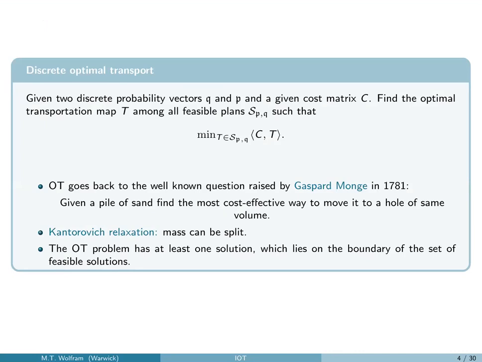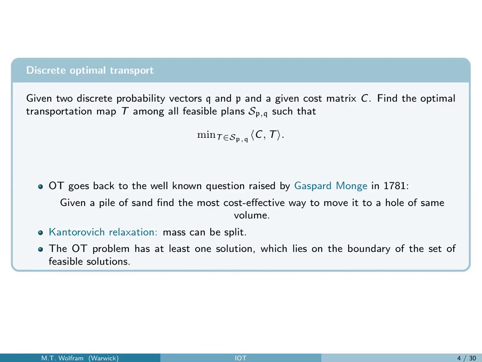We have seen that this problem goes back to Monge, who looked at a pile of sand and wanted to find the most cost-effective way to move it to another pile of the same volume. And as Gabriel already pointed out, not all of these problems have a solution. The first major step was the Kantorovich relaxation, in the 1940s, where the mass could be split, and so you can find a solution to this problem.